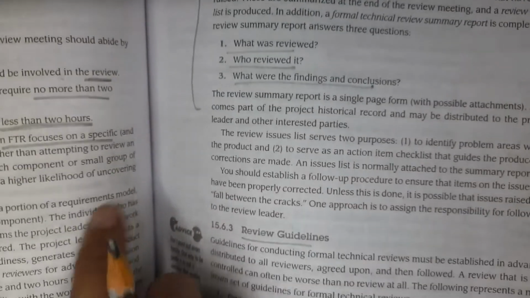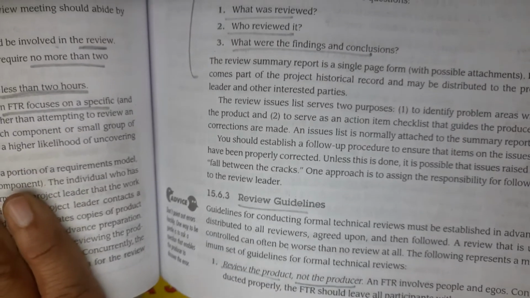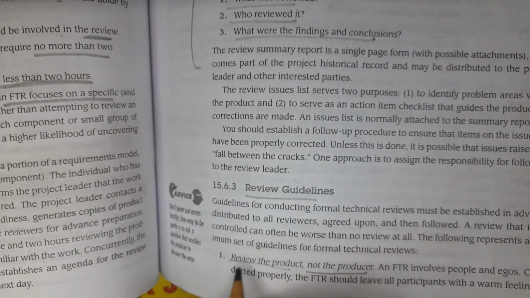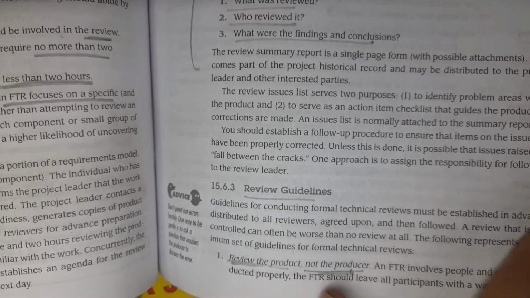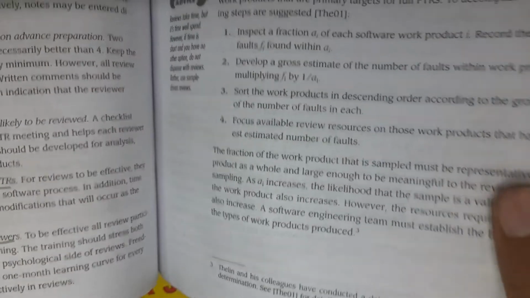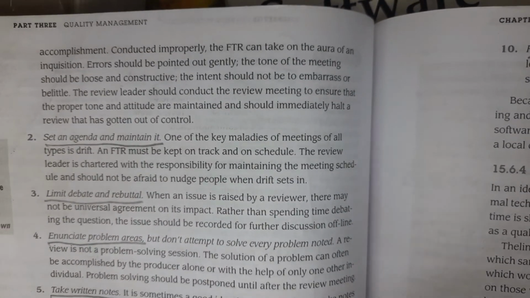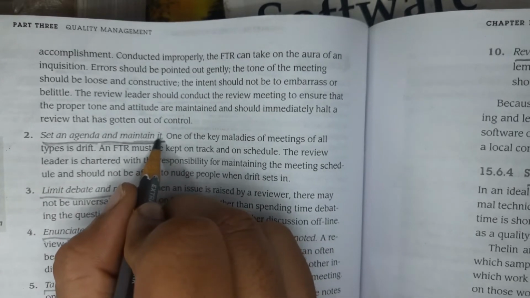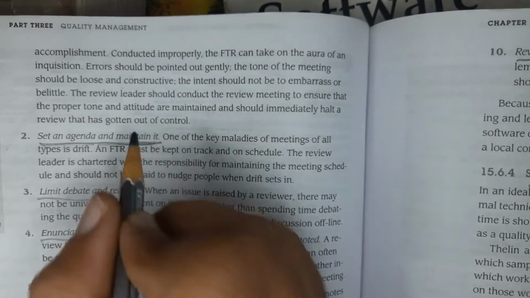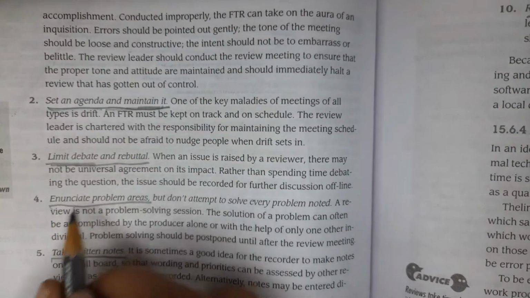Then the next point you can write is, what are the guidelines for taking the meeting? Now, when the meeting is there, review the product, not the producer. Review the product, not the producer. Means what is the importance of the meeting? You focus on that, and you don't focus on who is taking the meeting. Next is set an agenda and maintain it. Set an agenda means plan the meeting and maintain it. Limit the debate. Don't fight in the meeting.